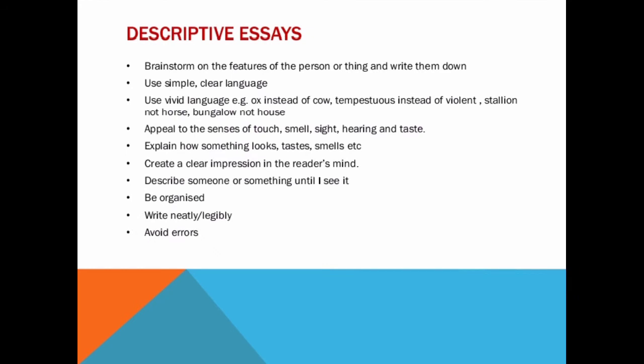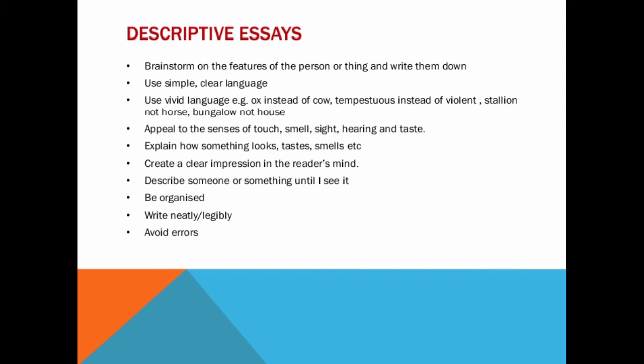Let us move on swiftly to descriptive essays. Before you write a descriptive essay, brainstorm on the features of the person or thing and write them down. Use simple, clear language. Also, use vivid language. For example, instead of saying cow, say ox. Tempestuous instead of violent. Stallion, not horse. And bungalow and not house.